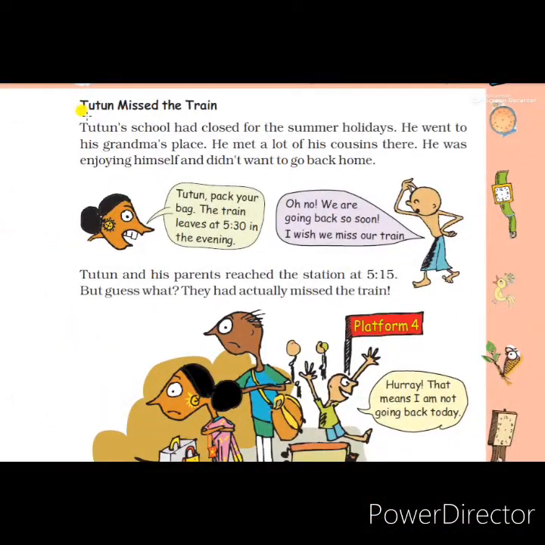Now let's move to page number 49. It is Tutun Missed the Train. Students, this is a very interesting story of Tutun. Tutun's school had closed for the summer holidays. He went to his grandmother's place. He met a lot of his cousins there. He was enjoying himself and didn't want to go back home.